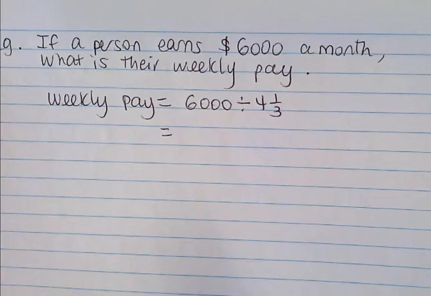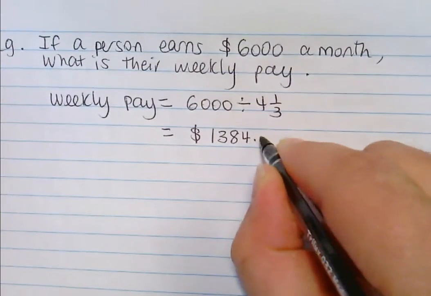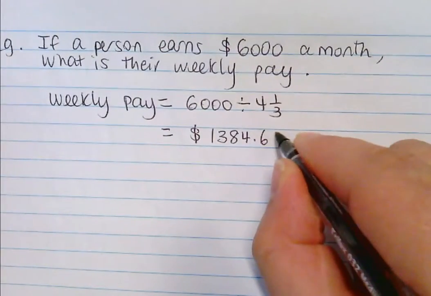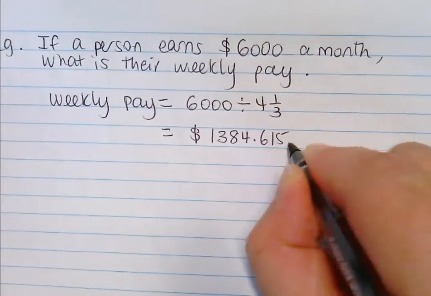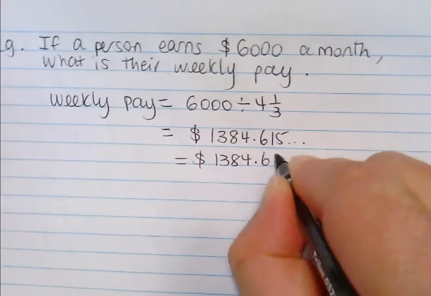Now, I'm going to show you another way to do this. If you can't do 4 1/3 on your calculator, you just go 4.333 and put as many threes as you can. Not just one, not just two, just put them till the end. What do you get? Okay, no. Wait, 1,308.62. 615, etc., which is 1384.62.